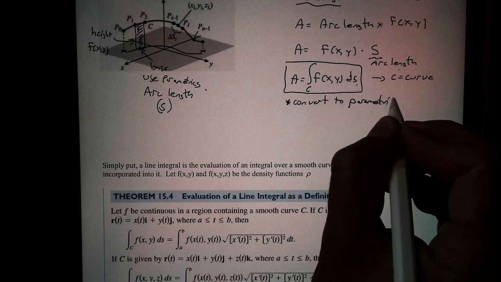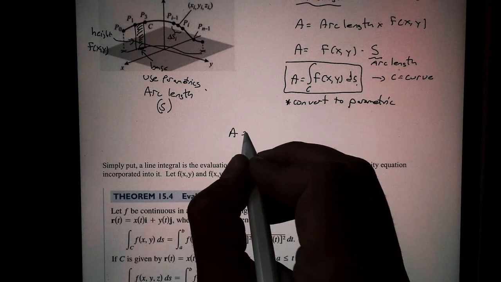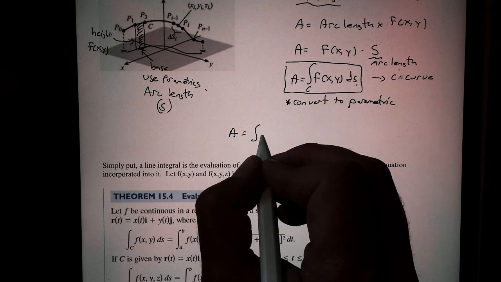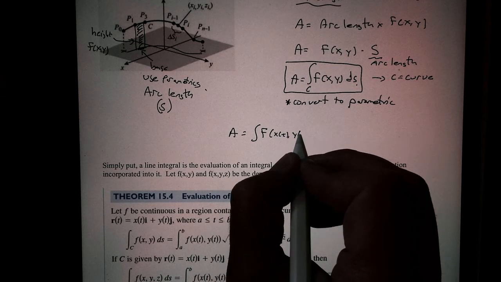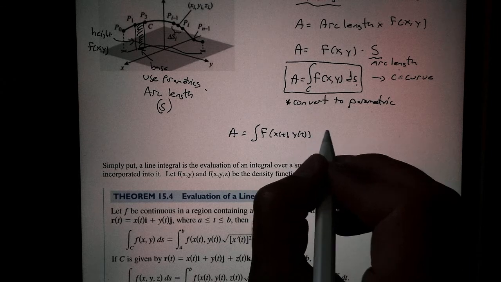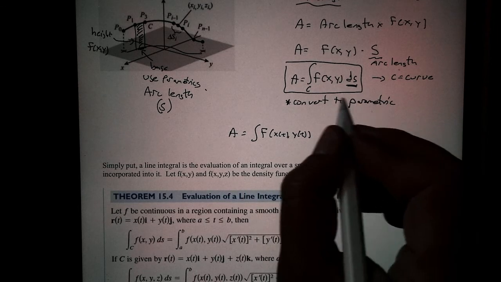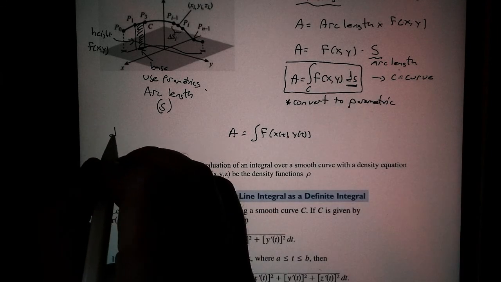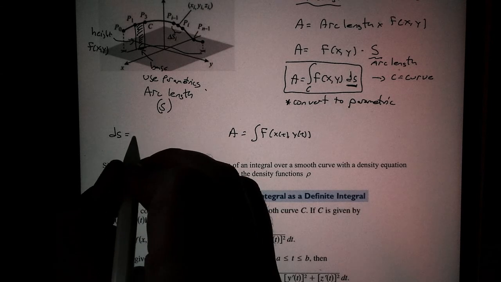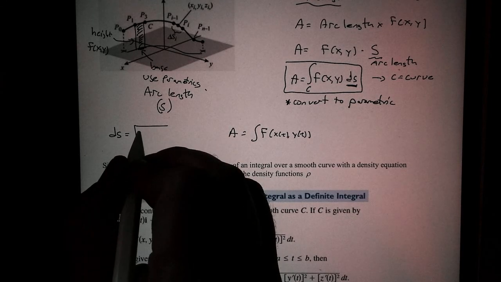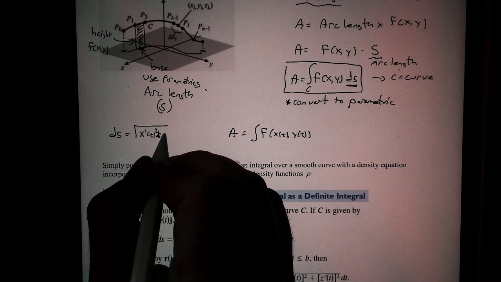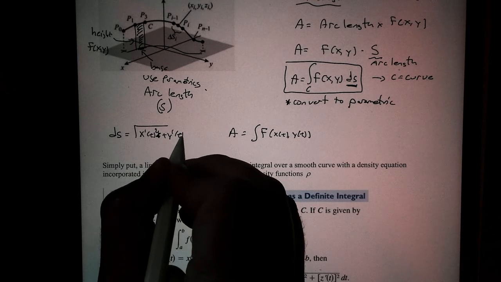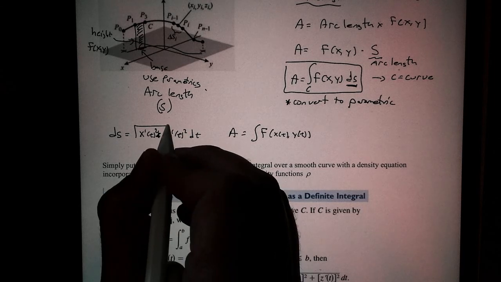Now, we did this in another video. But simply put, the function is easy to convert. That's just going to be f of x of t, y of t. But the ds part is my arc length. So ds, from earlier, we said was the integral of x prime of t dt squared plus y prime of t squared dt.